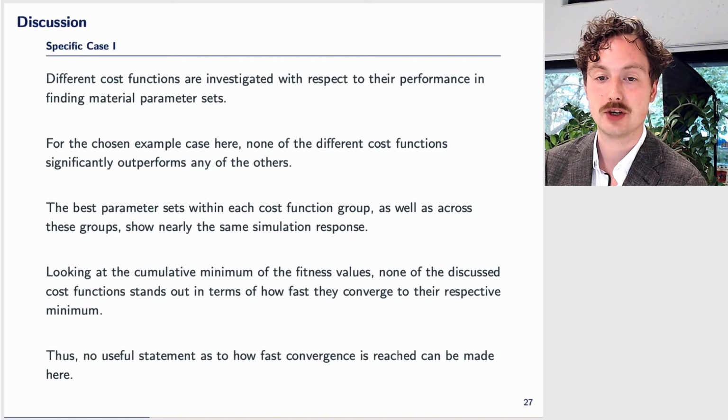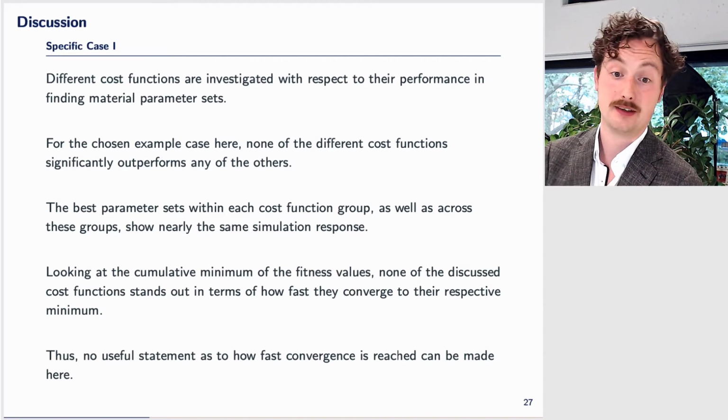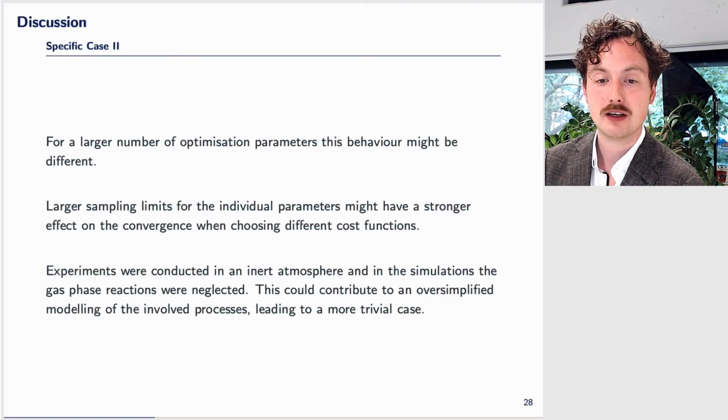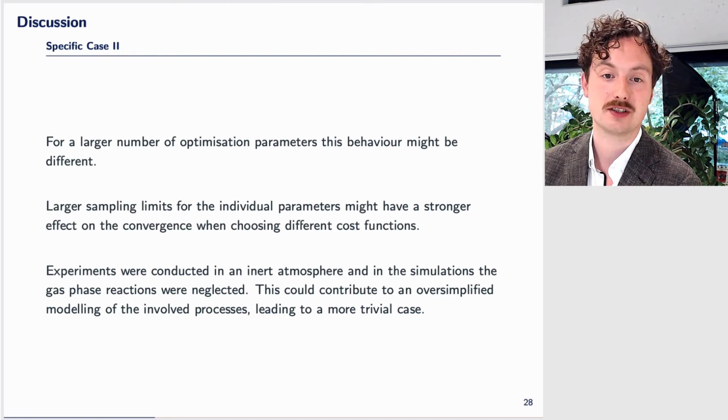Looking at the cumulative minimum of the fitness values, none of the discussed cost functions stands out in terms of how fast they converge to their respective minimum. Thus, no useful statement as to how fast convergence is reached can be made here. But for a larger number of optimization parameters, this behavior might change. Larger sampling limits for the individual parameters might have a stronger effect on the convergence when choosing different cost functions.